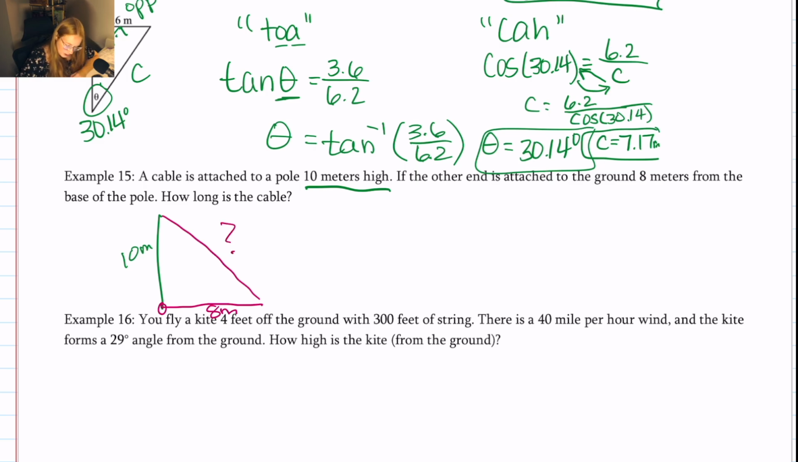So it looks like my hypotenuse is what's missing. Well, if that's it, then I can just use the Pythagorean theorem. So if my hypotenuse is missing, we're going to do the square root of 10 squared plus 8 squared.